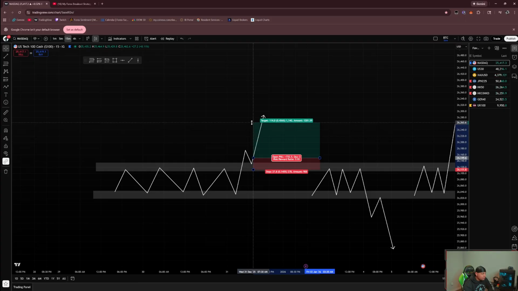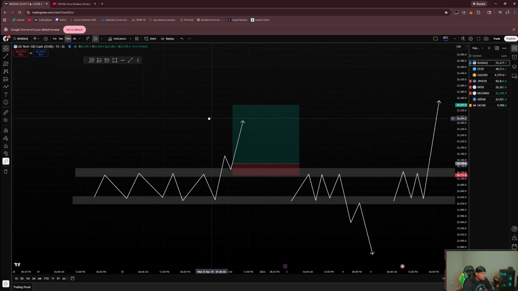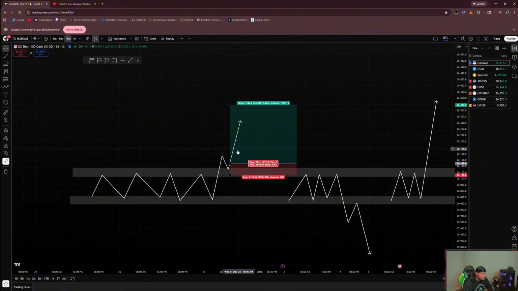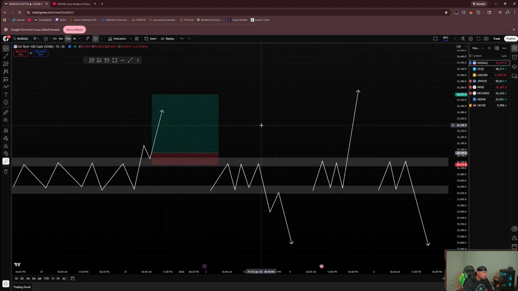But me, I do 1 to 5, just draw it out 1 to 5. It also depends on where previous structure is. If I do the 1 to 5, I'm very careful and I'm trailing my market structure and moving my stop loss into profit each time. That way it's a risk-free trade at that point.